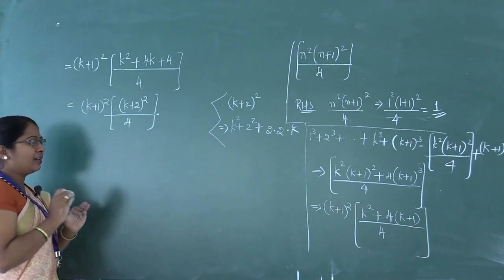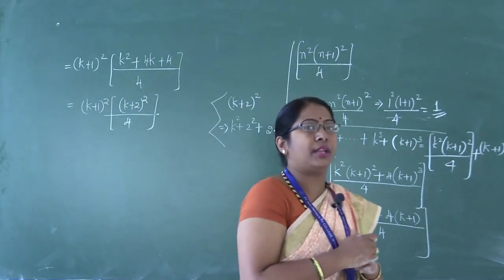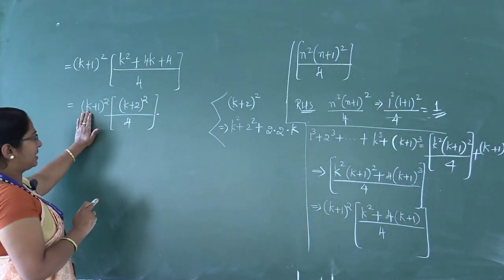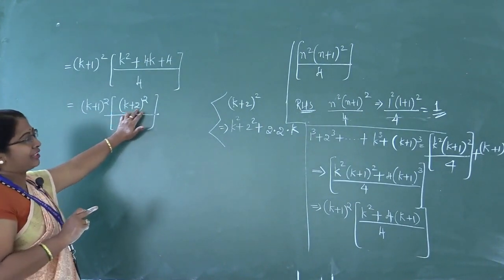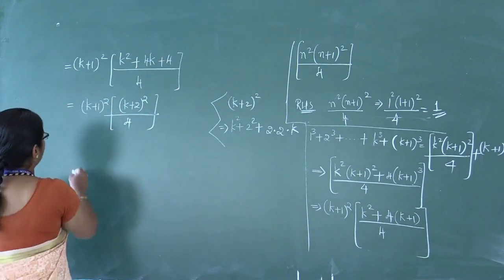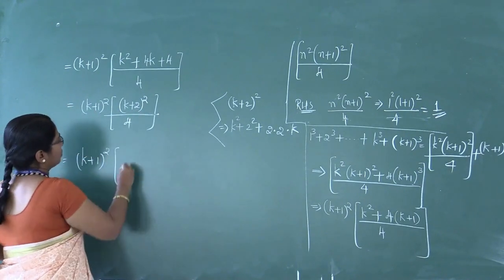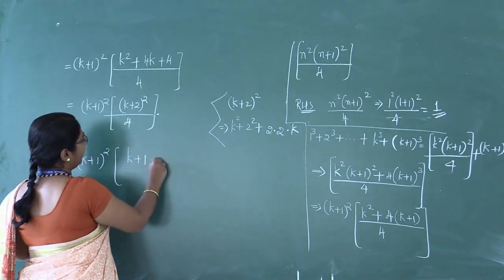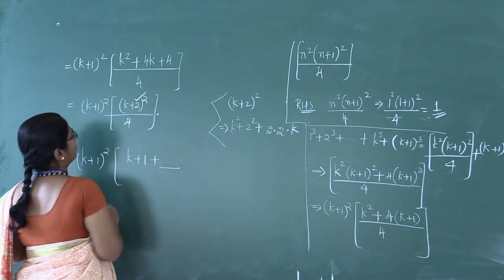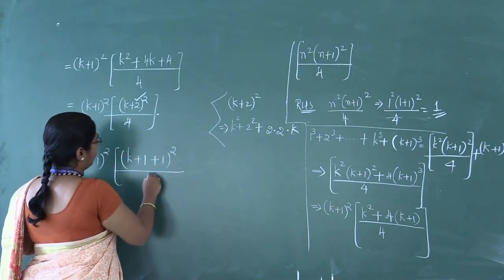Each term of k has to be represented in terms of k plus 1. When you observe the first term, k is already in terms of k plus 1, but here k is in terms of k plus 2, wherein I have to represent k in terms of k plus 1. So what do I do? This is k plus 1 whole square. K plus 2 whole square can be written as k plus 1 plus 1, what number gives me 2? That is nothing but 1, whole square divided by 4.